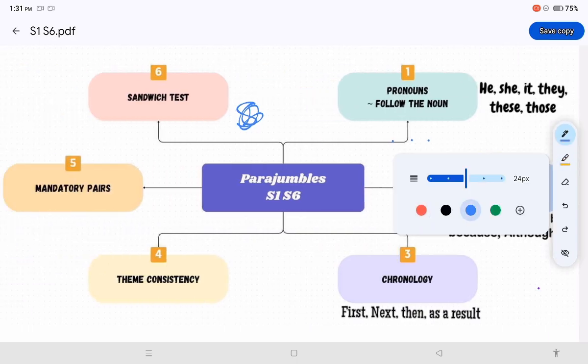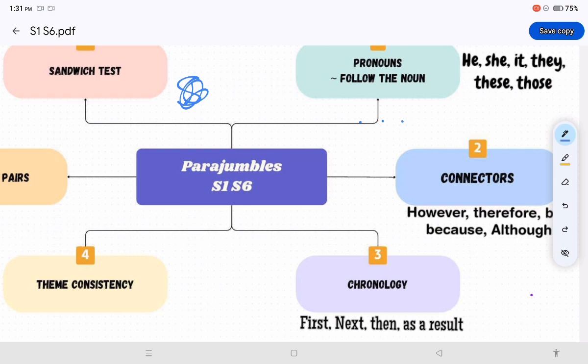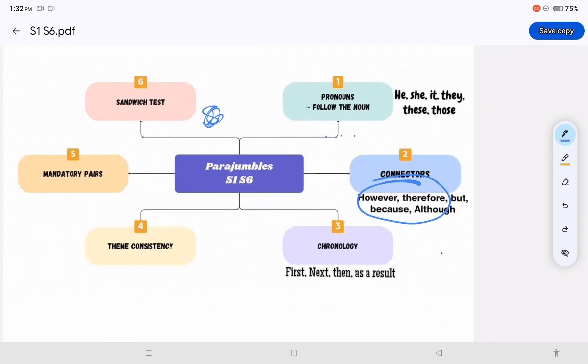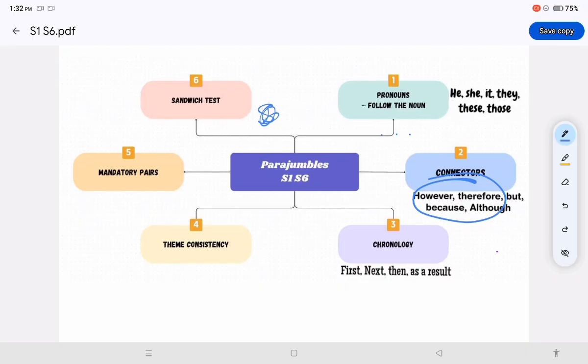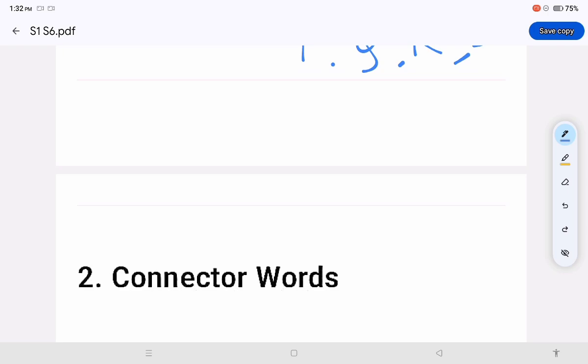Second point. Our second point is connectors. Now what do we mean by connectors? Words like however, therefore, but, although, because. These are the words which stick 2 different sentences together. They tell you whether the next sentence should be a cause, a result, a contrast, or any kind of continuation. We will move on to the next point.